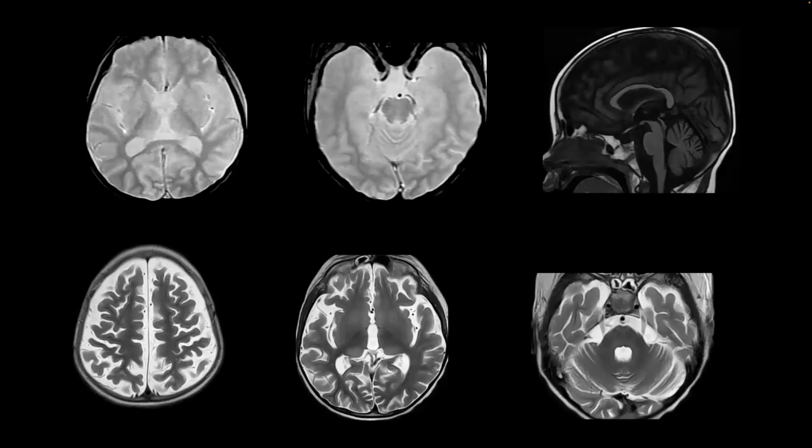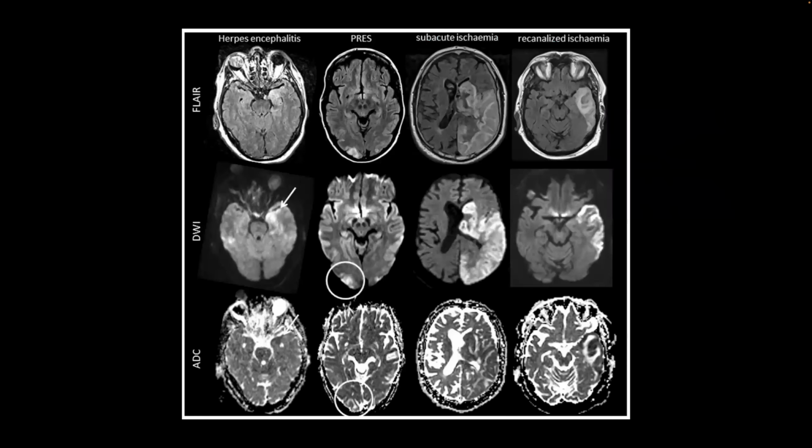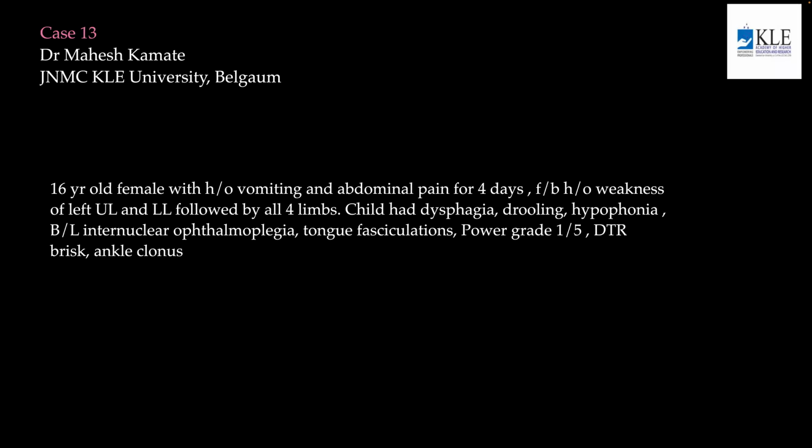Sure, sir. And to your last case. So here we had a 16-year-old girl who presented with multiple episodes of vomiting for 4 days, followed 2 days later by left-sided and then right-sided hemiparesis. So she had UMN type of quadriparesis with UMN type of bladder and speech difficulty.